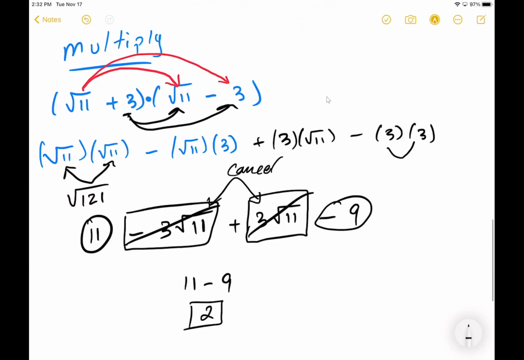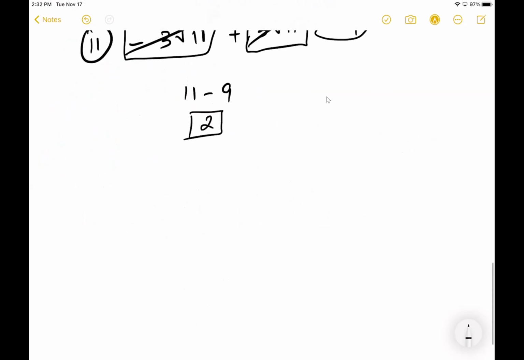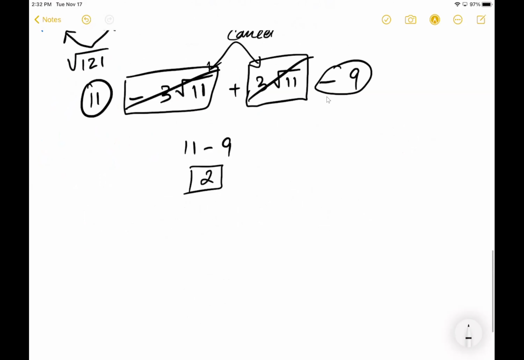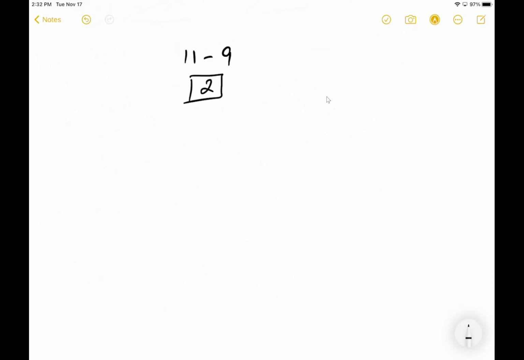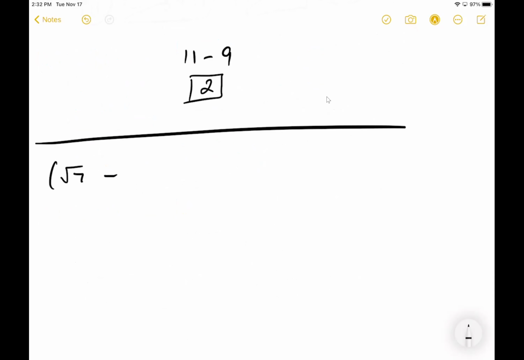Let's try another one. And again, I will take questions after this one here. Let's say we have something like this: square root of 7 minus square root of 5 times square root of 7 plus square root of 5. And again, hopefully you guys see, I purposely do this. You guys already saw that everything is the same, the only thing different is the sign. But if you don't see it, it's fine.